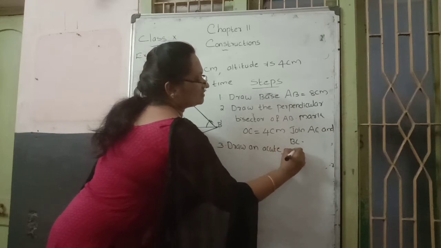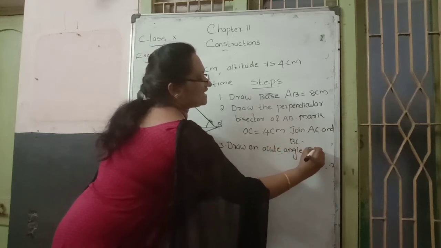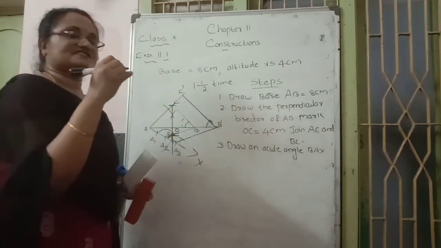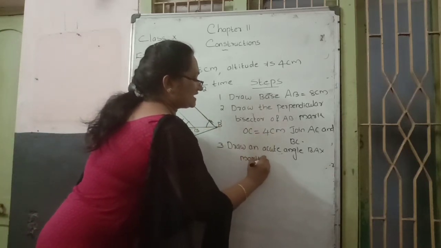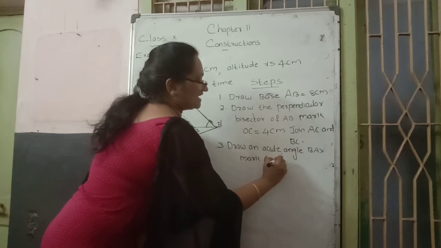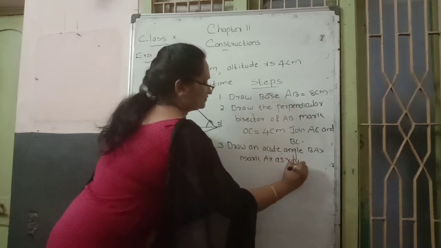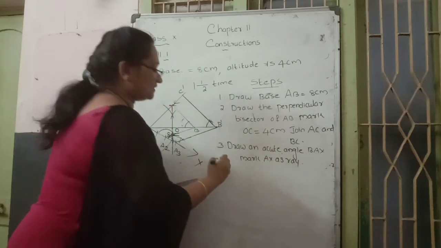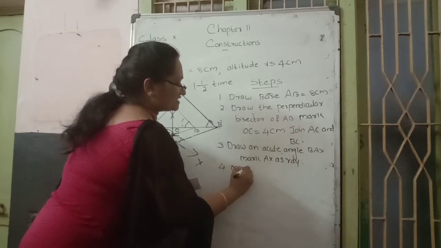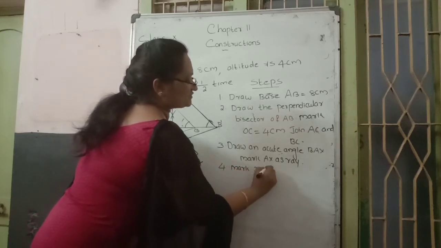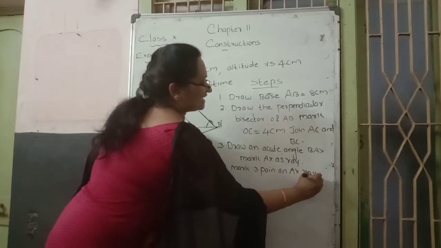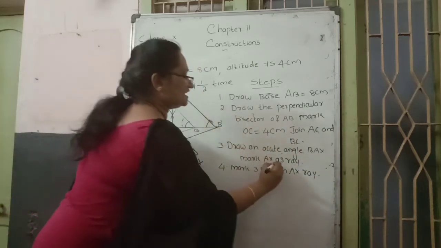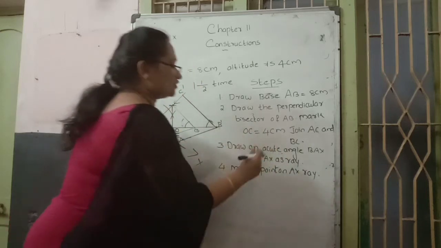Acute angle. Name it as BAX. BAX is the acute angle, and mark AX as a ray. Then the next, fourth step: mark how many points? 3 points, which we mark on the AX ray. On AX we mark 3 points.